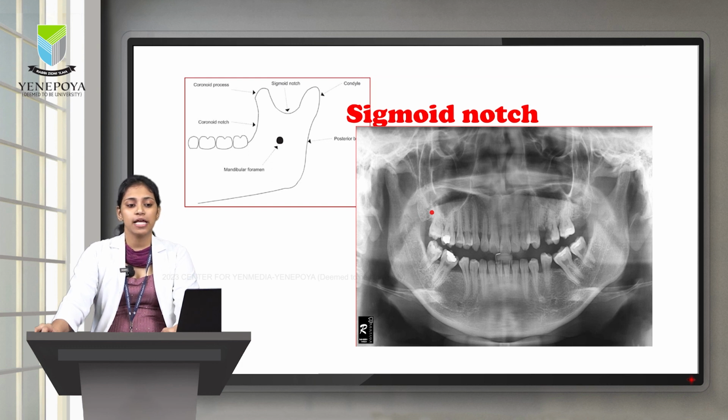Sigmoid notch or mandibular notch lies adjacent to the condyle, between the condyle and the coronoid process. It is a U-shaped concavity. So, on a panoramic radiograph, it appears as a U-shaped radiolucency as represented by this red arrow.